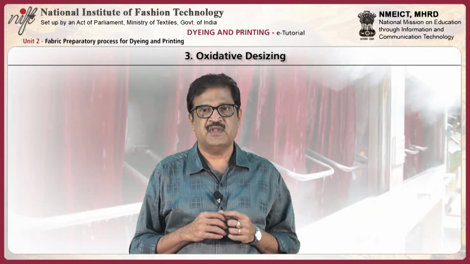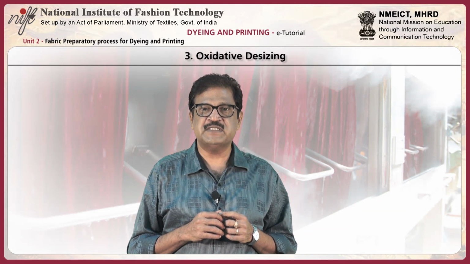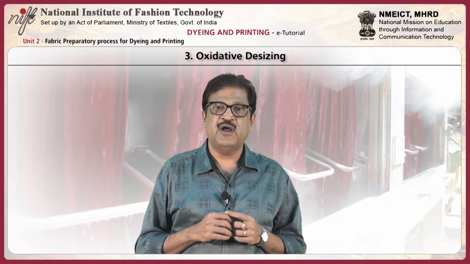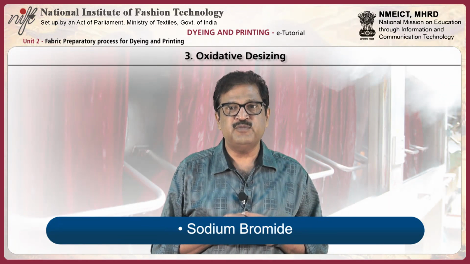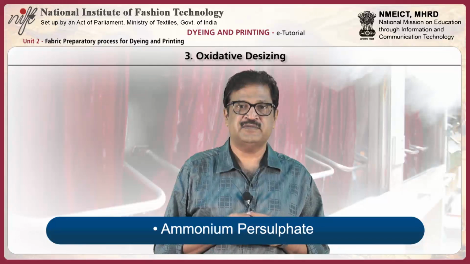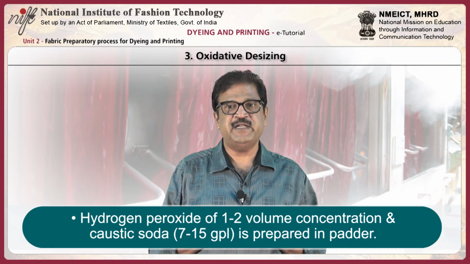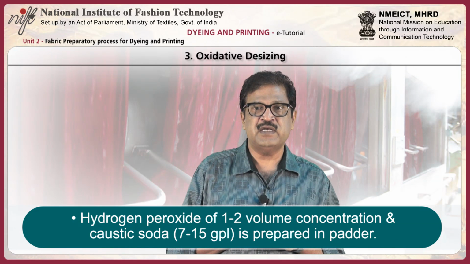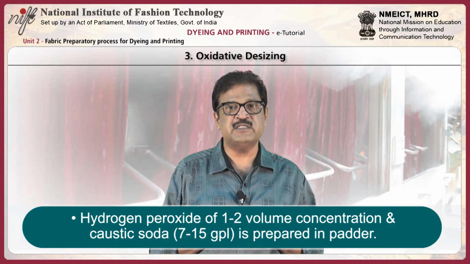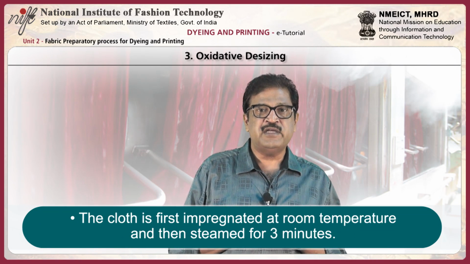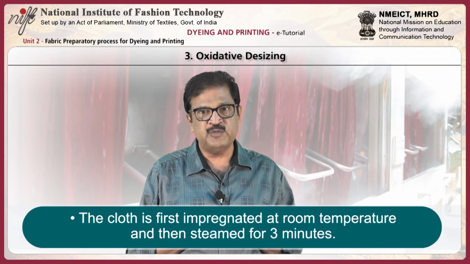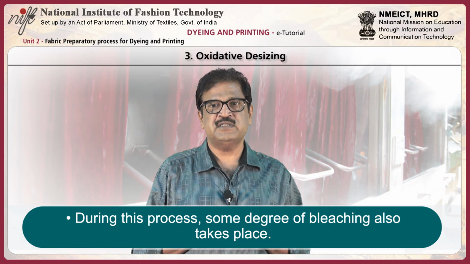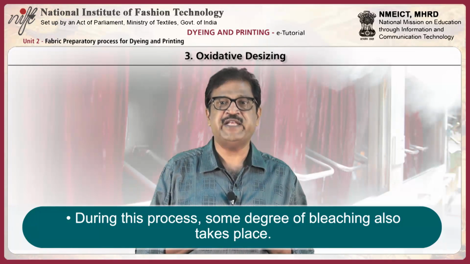Oxidative desizing. In this process, starch is oxidized. The commonly used oxidative desizing agents are hydrogen peroxide, sodium bromite, and ammonium persulfate. Hydrogen peroxide of 1 to 2 volume concentration and caustic soda 7 to 15 grams per liter is prepared in a padder. The cloth is first impregnated at room temperature and steamed for 3 minutes. During this process, some degree of bleaching also takes place.